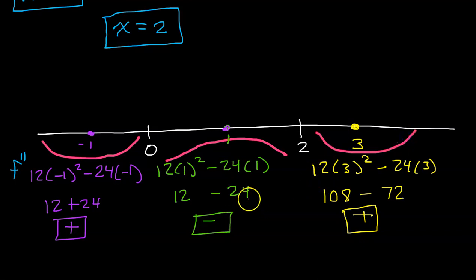All right, so it's time to answer the question. Since the function is transitioning from concave up to concave down at 0, that tells us that we will have a point of inflection right here. So let me go ahead and label this up. I'm going to say points of inflection.